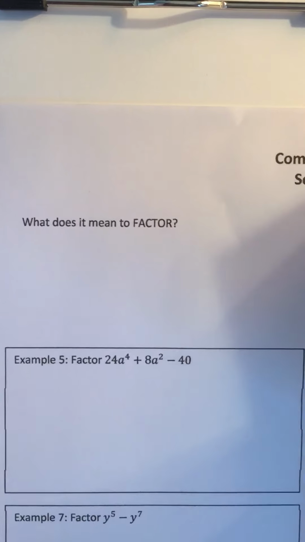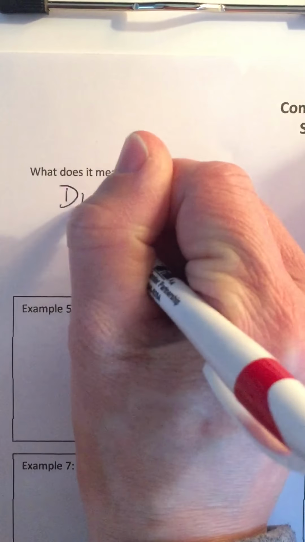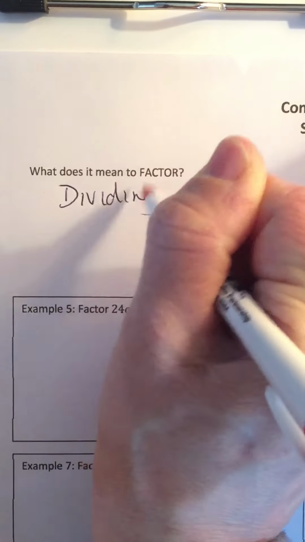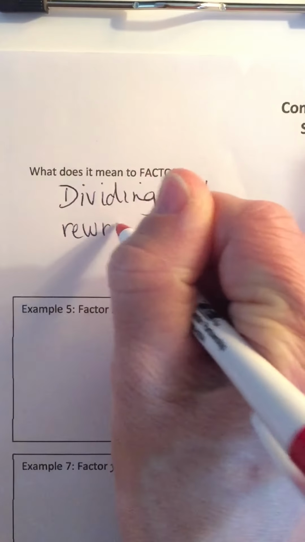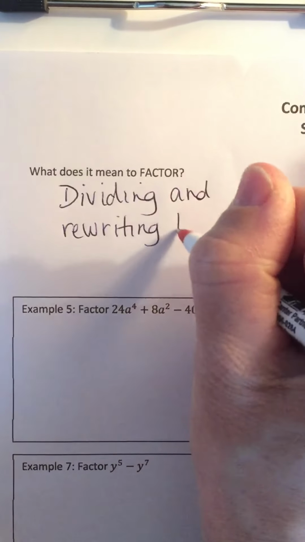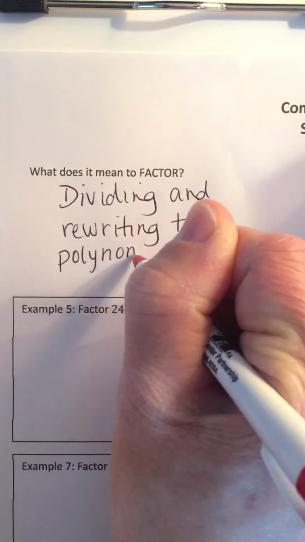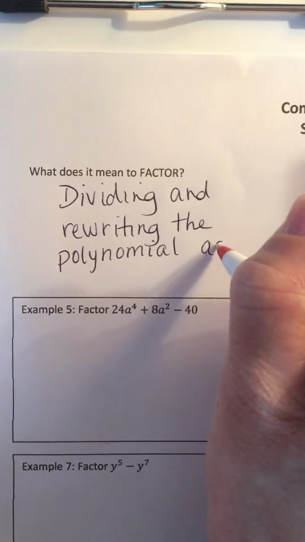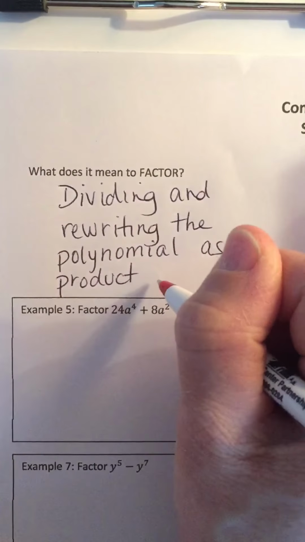Moving to page 2 of the notes. We have the question here, what does it mean to factor? If we are factoring, we are dividing and rewriting the polynomial as a product of polynomials.